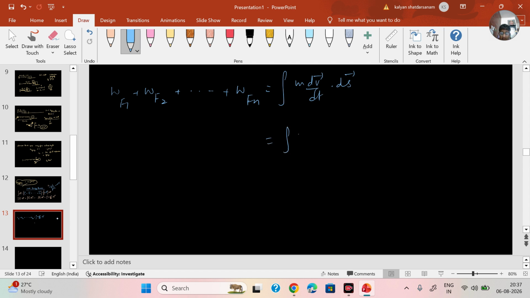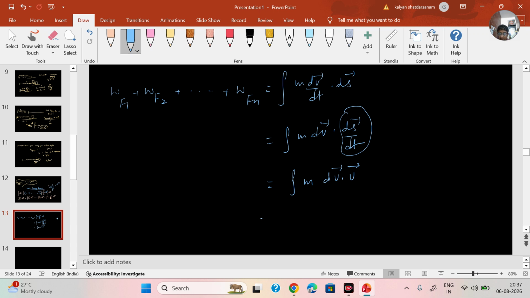So I can write it as integral m dv dot ds divided by dt. If you look at ds by dt, rate of change of displacement is velocity. So it is integral m dv dot v. ds by dt is v, the velocity.